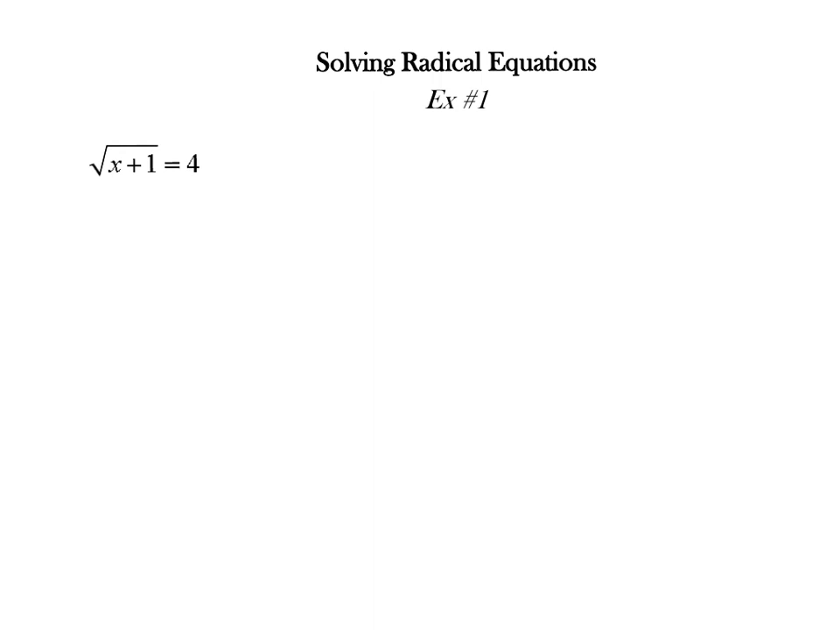So let's begin. Here we have the square root of x plus 1 equals 4. Now, the most important thing to do first, and I'll walk you through a scenario for all 4 examples, is make sure that we isolate the radical. Meaning, make sure that there's only a radical on one side of the equation and that everything else is moved to the right-hand side. Because this is our first example, it's going to be just like that.